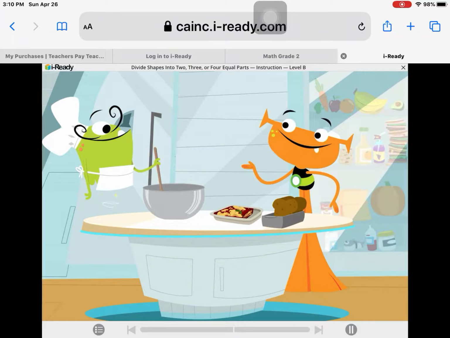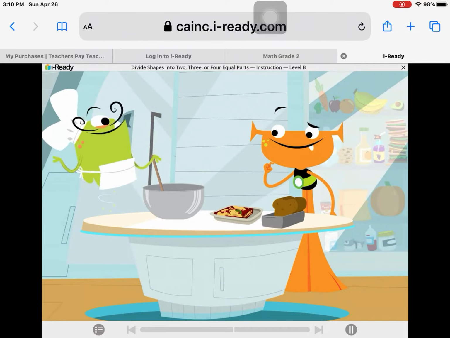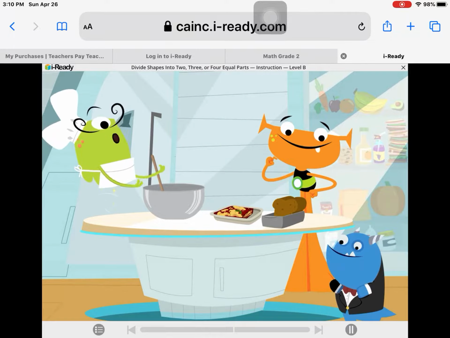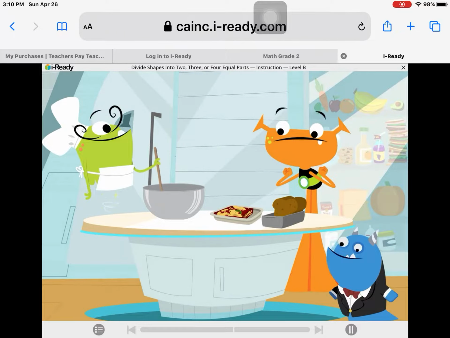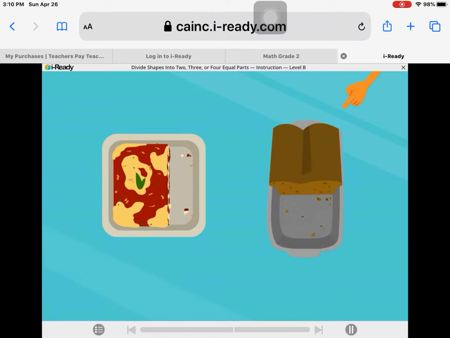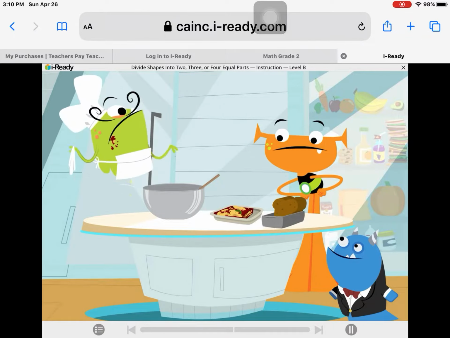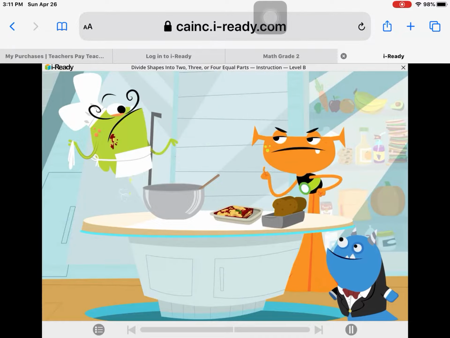Chef Yoop. What is on the menu? I'm cooking for Snarg's dinner party tonight. Yum. Hey, Yoop. Half of that banana bread is missing. And a third of that lasagna is gone. I don't know how that happened.